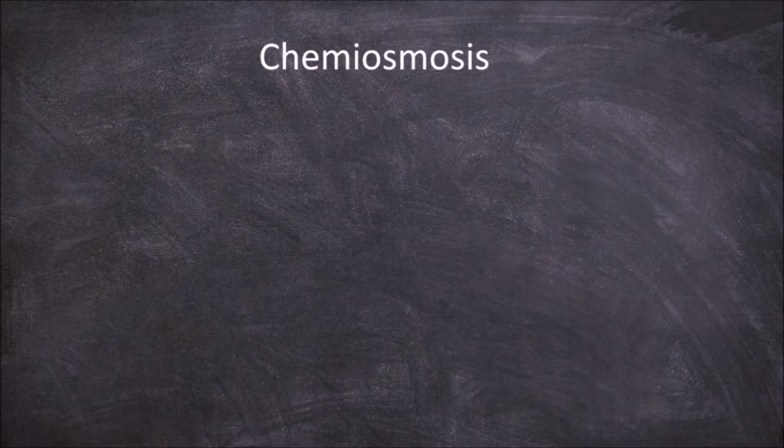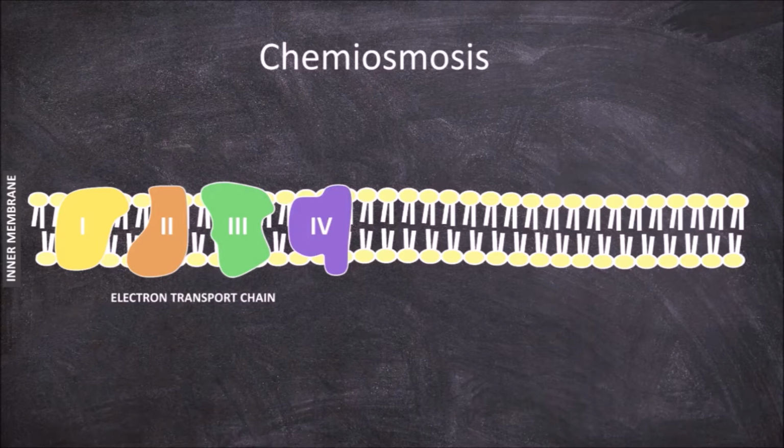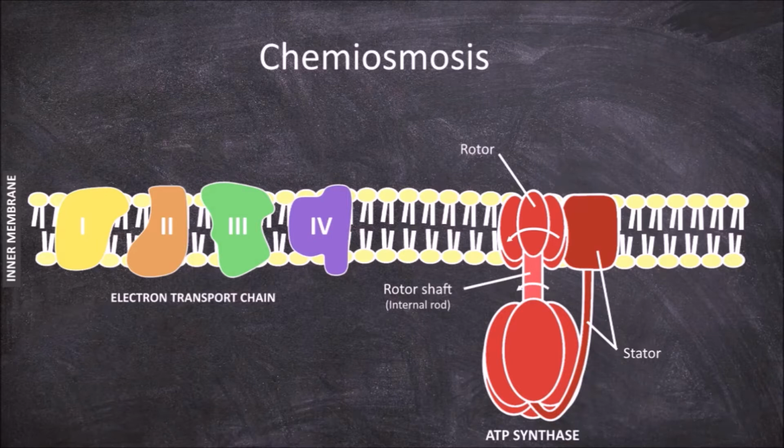Chemiosmosis occurs in the inner mitochondrial membrane and is coupled with the electron transport chain. It occurs through an additional membrane protein called ATP synthase, which, as the name suggests, is involved in the production of ATP. ATP synthase is a rotating molecular motor consisting of a F0 subunit, which consists of the rotating rotor that sits in the inner mitochondrial membrane and the stator, which is anchored in the inner mitochondrial membrane. ATP synthase also has a F1 subunit composed of the internal rod that also rotates and the catalytic knobs.